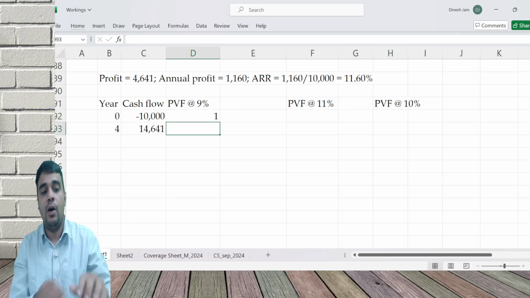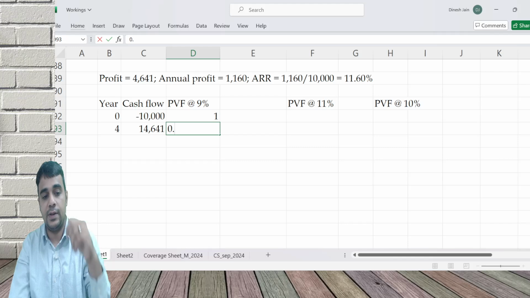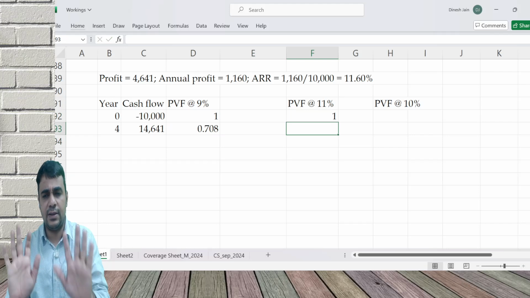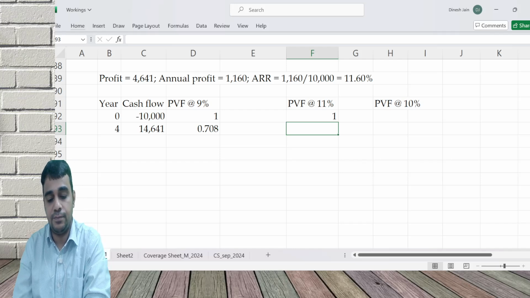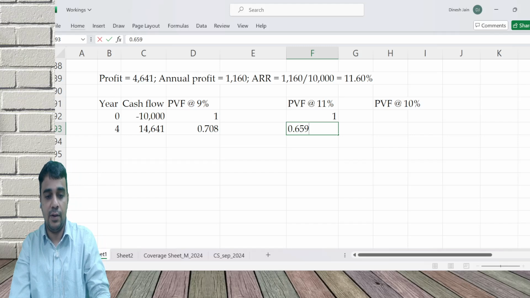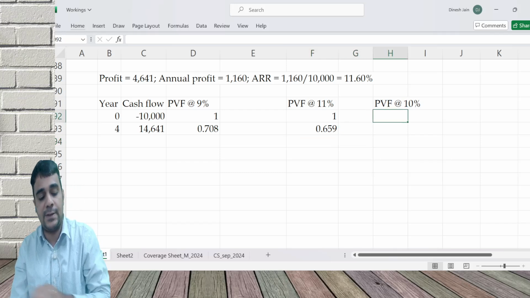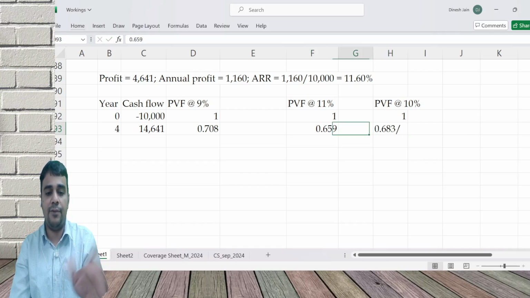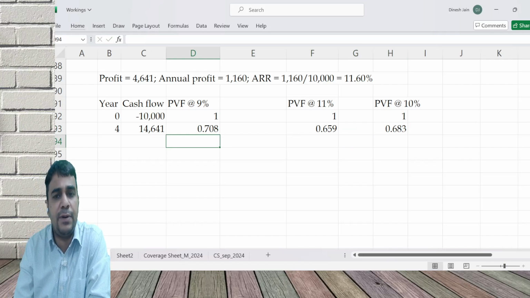Year 0 is 1. 1 divided by 1.09, 4 times you do and tell me the number. 0.708, 3 decimals. Give me 11%: 1 divided by 1.11, 4 times. 0.659. Please round off properly. PVF at 10%: 0.683. Okay, I've done all this calculation. So, three numbers I've taken: 9%, 11%, and 10%.